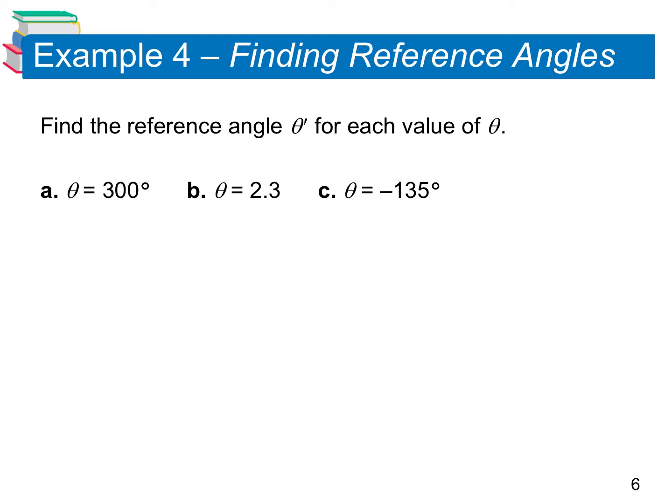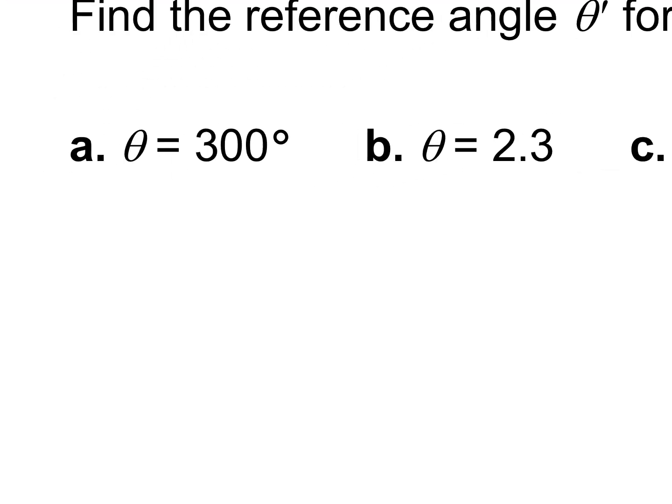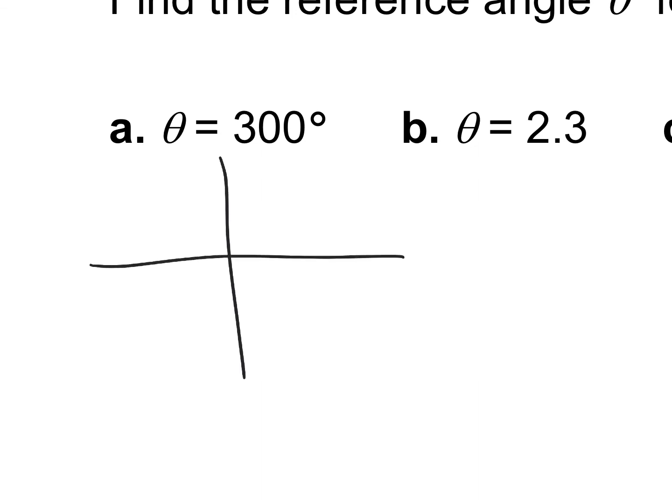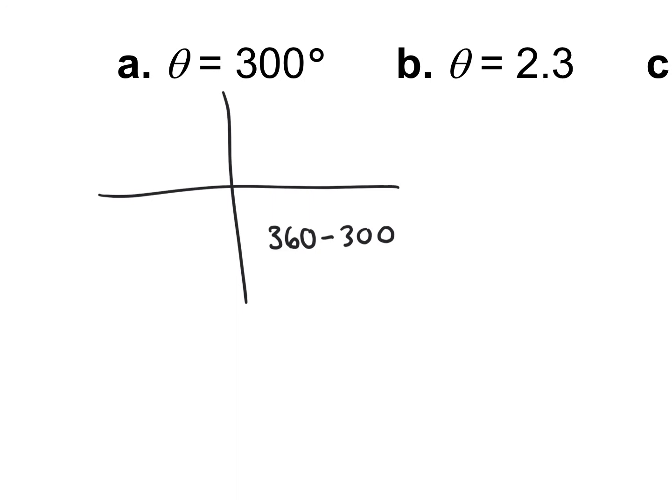So example 4 says find the reference angles for each value of theta. So if theta is 300, what quadrant is that in? Quadrant 4. So in quadrant 4, our formula is what? 360 minus theta, which is 300. So 360 minus 300 is 60. So our theta prime is 60 degrees. You have to just note that it's theta prime, because it's a different theta.